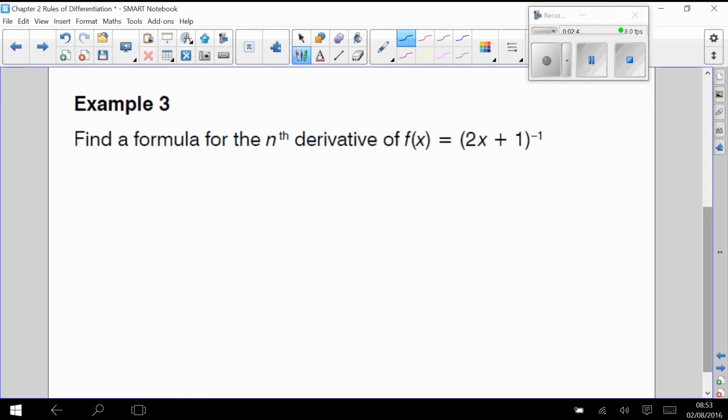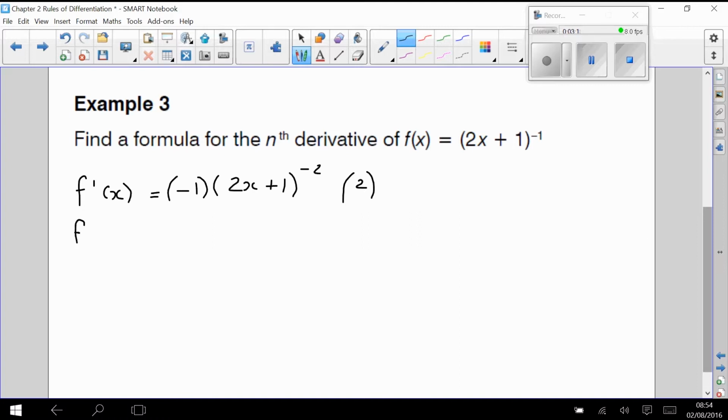So if I had f of x and I want to find f prime of x, I must find the derivative of the composite function. The outer function is x to the minus 1, and the inner function is 2x plus 1. Finding the derivative of the outer function, I find that it is going to be minus 1 all times by 2x plus 1 to the minus 2. And now I must still times that by the derivative of the inner function, which is 2.